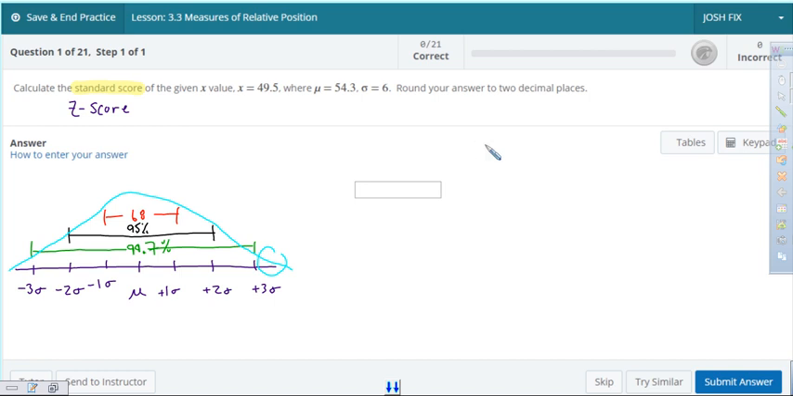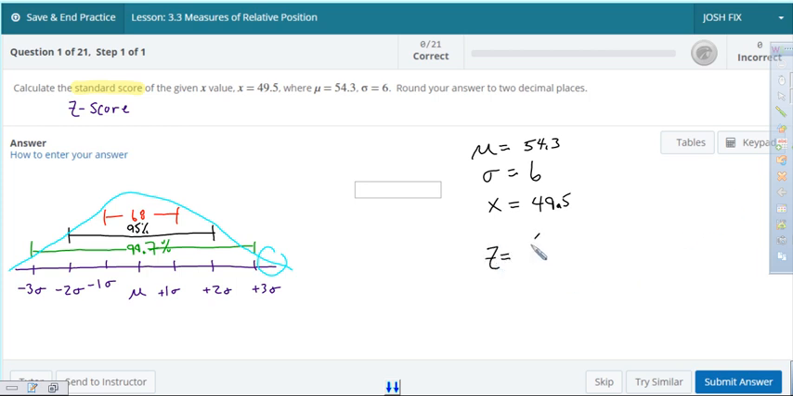So what do we know right now? We know that our mean is 54.3. We know that our standard deviation is 6, and we know that our data value that we want to test is 49.5. Someone's calculated these for us. We've got a set of data, we found the mean and the standard deviation, and now we want to take this 49.5 and figure out where it lands in relationship to the mean. So we plug it into our z-score formula.